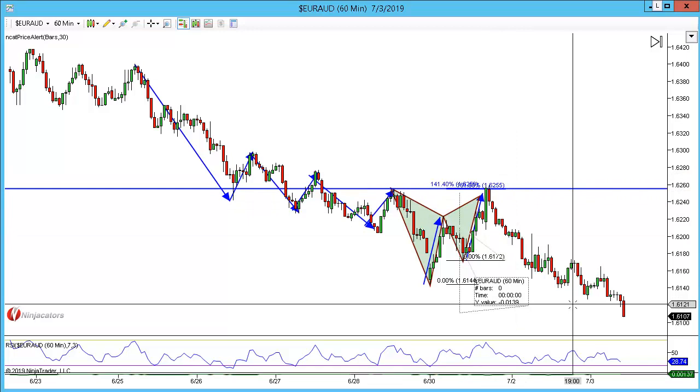So that banked 143 pips. So 143 divided by 2 plus 52, which was what we banked in the first case. 124 pips banked on that trend continuation trade. Beautiful.